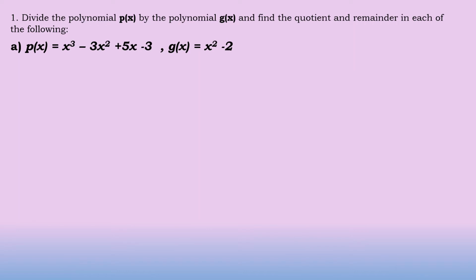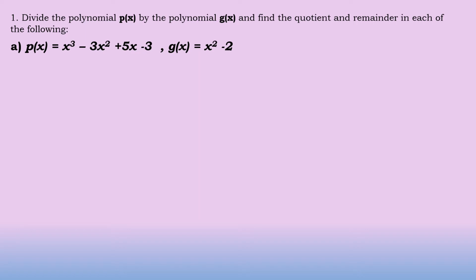So our first question from exercise 2.3 is to divide the polynomial p of x by the polynomial g of x and find the quotient and remainder in each of the following. So the given polynomial p of x is x cube minus 3x square plus 5x minus 3 and g of x equal to x square minus 2. So before we go ahead with the division, we have to first arrange the terms of the dividend and the divisor in the decreasing order of their degrees.